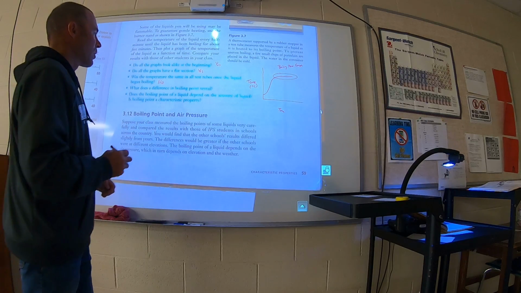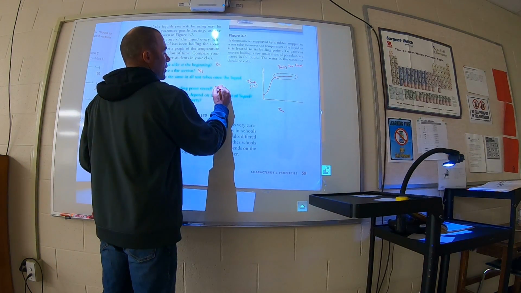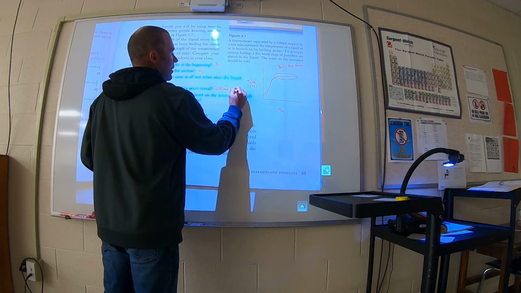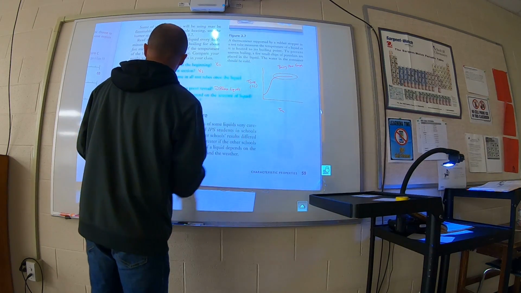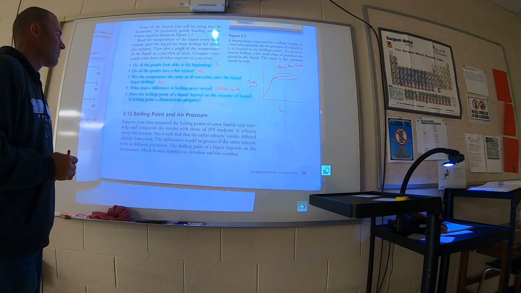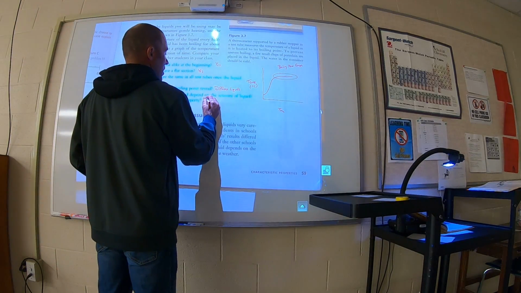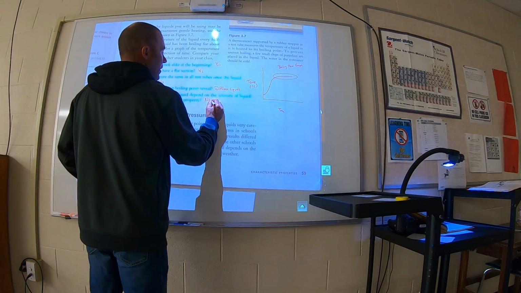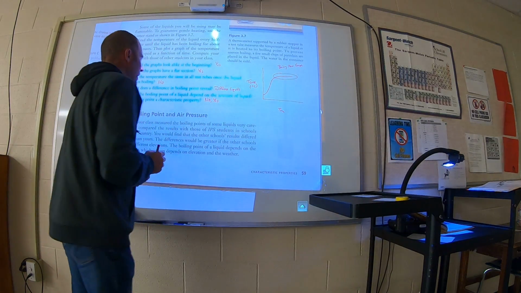What is the difference in boiling point reveal? It reveals we've got different liquids. And then the last one, does the boiling point of a liquid depend on the amount of liquid? That first answer is no. Then is the boiling point a characteristic property? Yes. So let me go back to the first part of this.